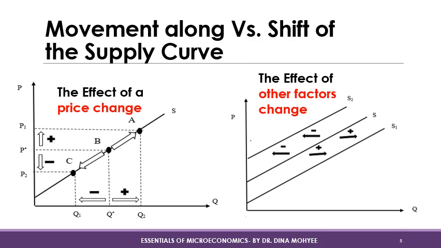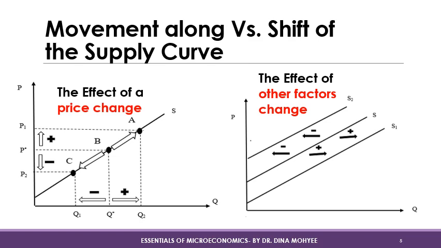As we see in the figure on the left, a change in the price of the good will affect the quantity supplied, or the quantity supplied will change as a result of a change in the price of this product. As the price increases, the quantity supplied increases and vice versa. And this leads to a movement along the curve.